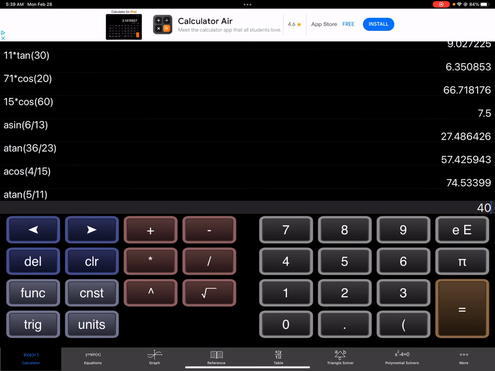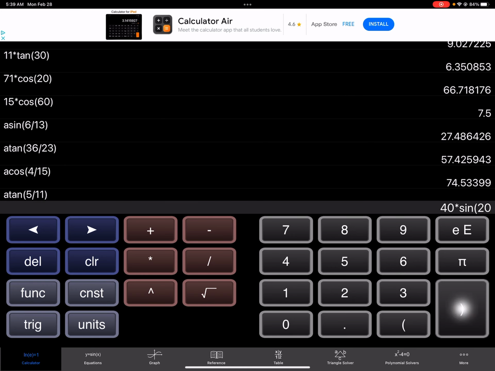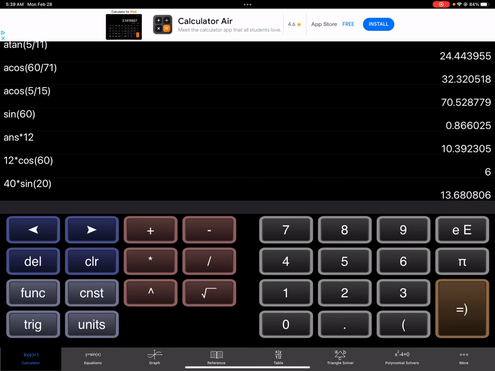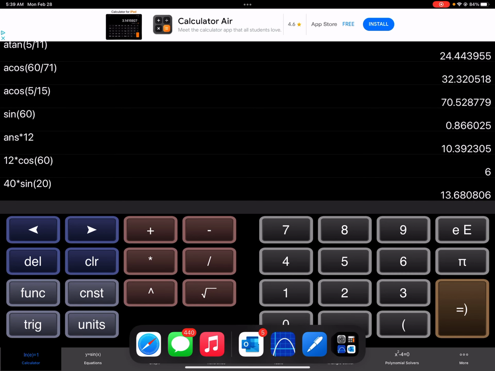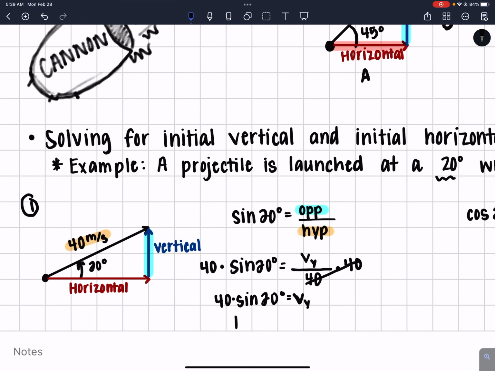Okay, so 40 times the sine of 20, and I'm fairly certain I'm in degree mode. Let's hit equals. Yep. So I get 13.7, let's say. That means 13.7 meters per second is my initial vertical speed, my initial vertical velocity.